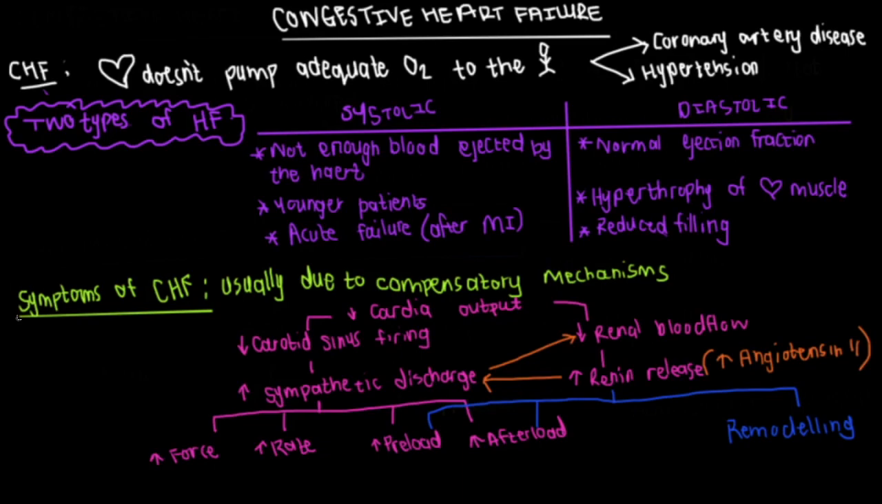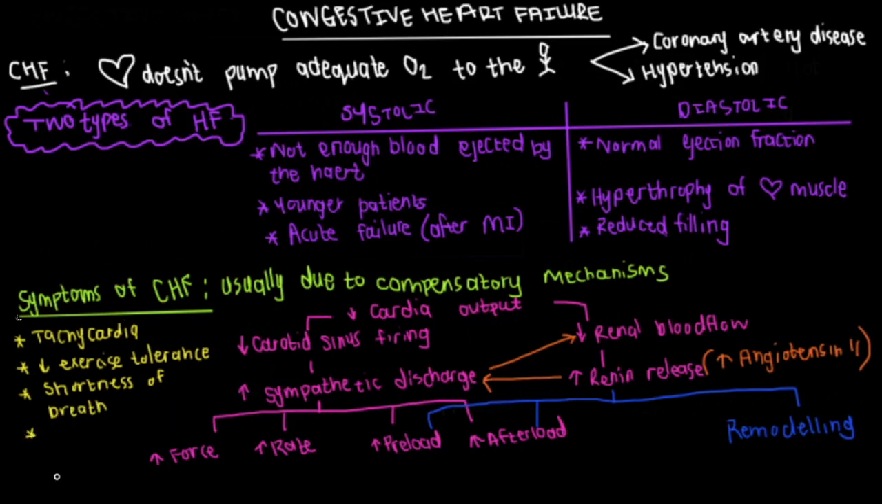So when we go back to the sympathetic discharge, a lot of the symptoms can be explained by the increased sympathetic discharge. It's going to include tachycardia, a decrease in exercise tolerance, shortness of breath, and peripheral and pulmonary edema. Remodeling basically just means stretch in the heart muscle due to structural changes, and this can lead to hypertrophy, for example.